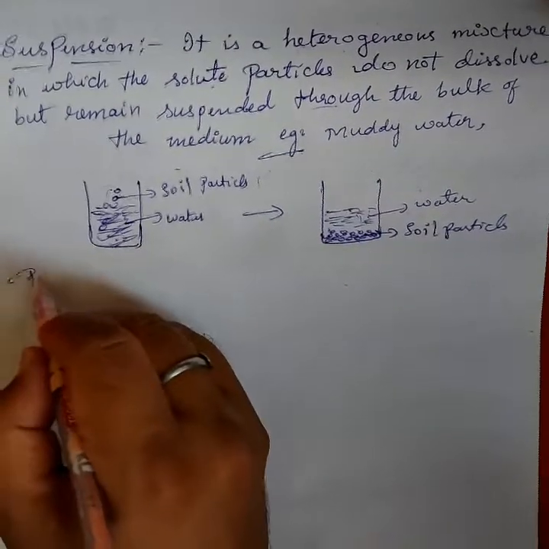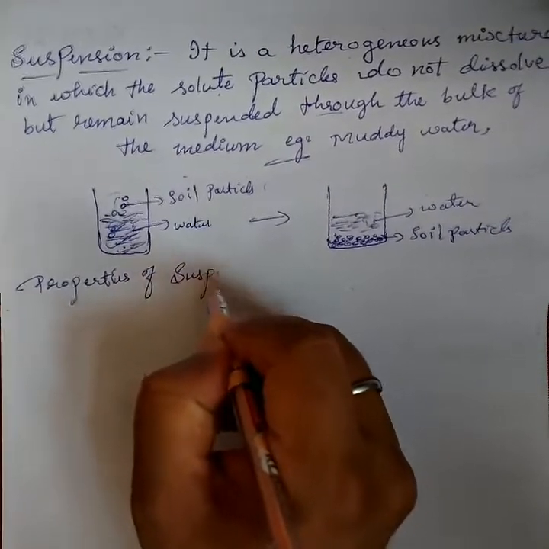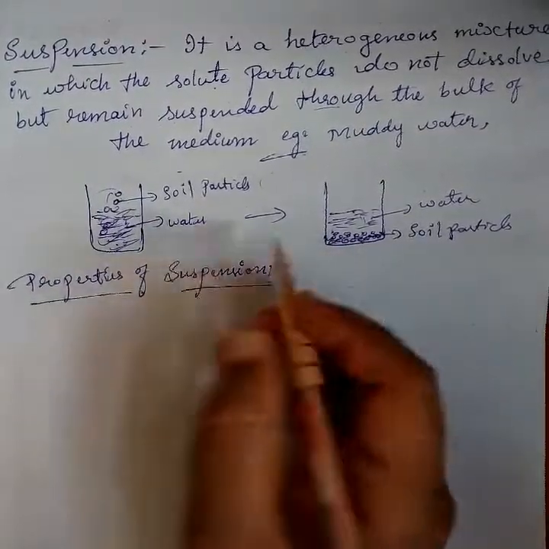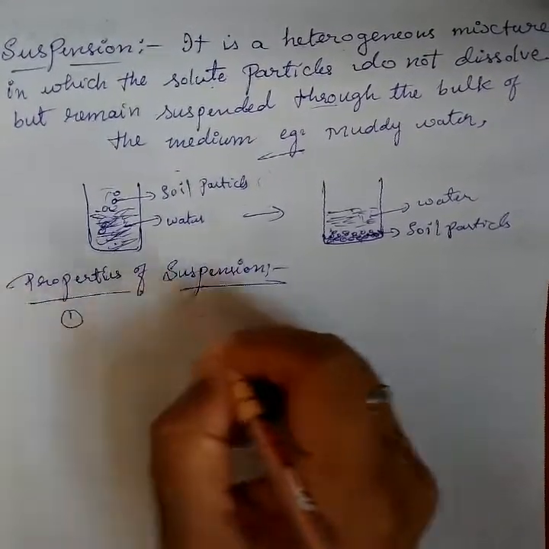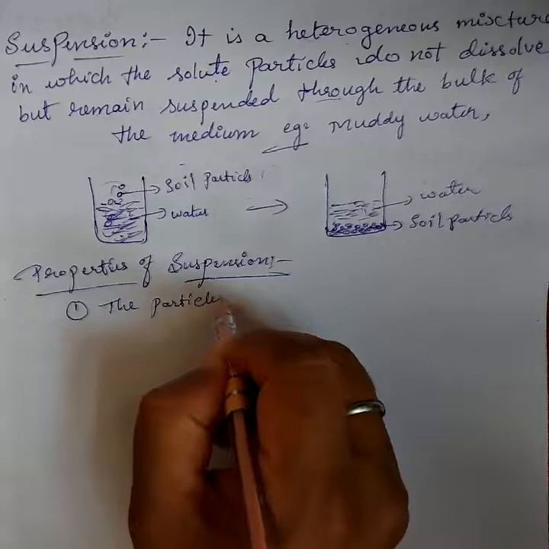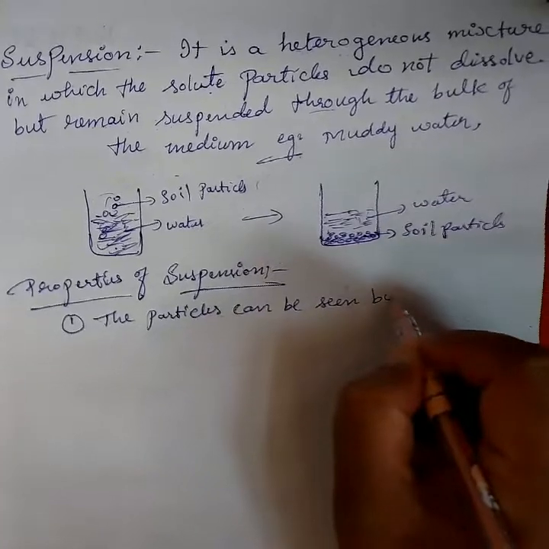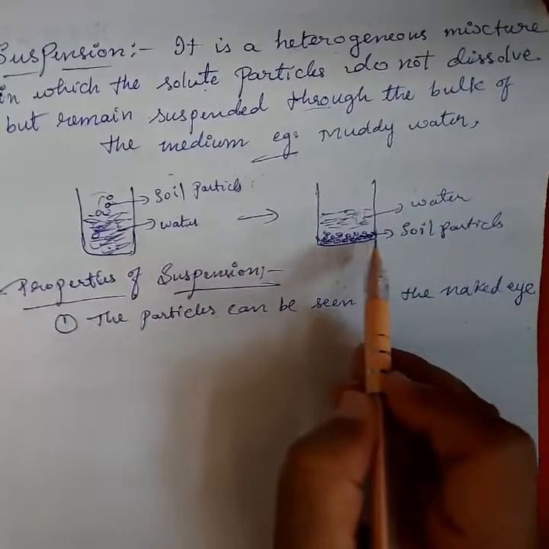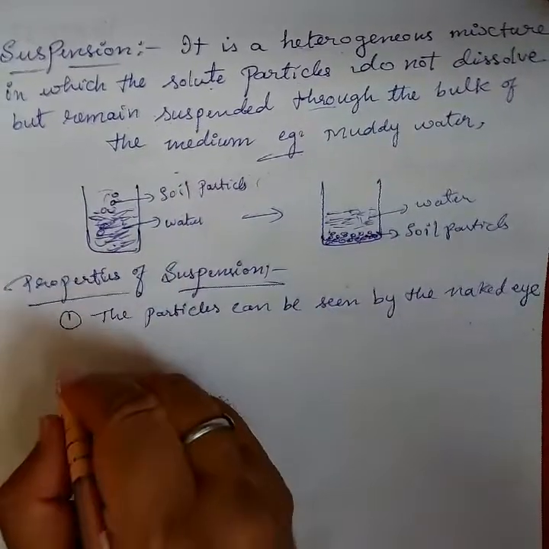Now we go to the properties of suspension. The first property is that it is a heterogeneous mixture, or non-homogeneous mixture. The second is that the particles can be seen with the naked eye. The soil particles can be seen with the naked eye. That's why it is a suspension.